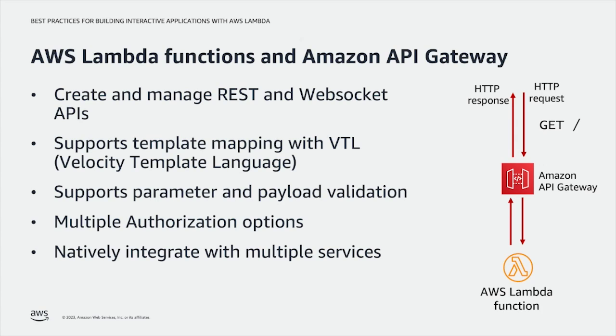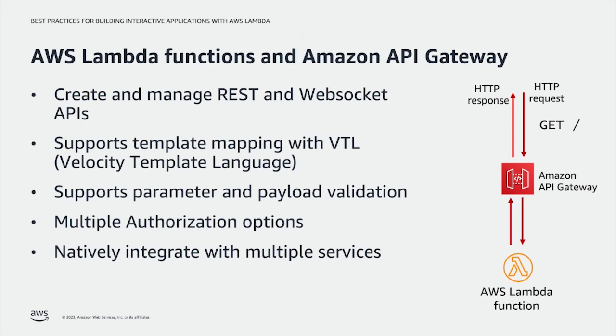Okay, then we have Amazon API Gateway. Now this is a huge service, a very mature service, which has entire talks dedicated to it. But I'm just going to touch on some of the key differentiators really with function URLs. So this allows you to create both REST and WebSocket APIs. So there's already a point of difference there.